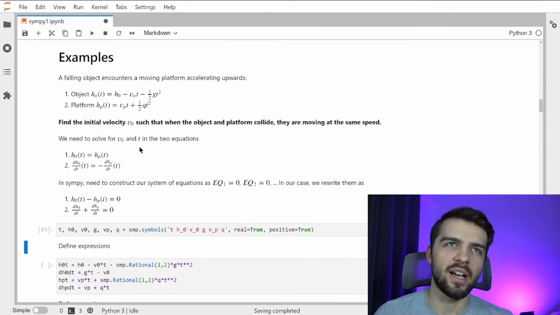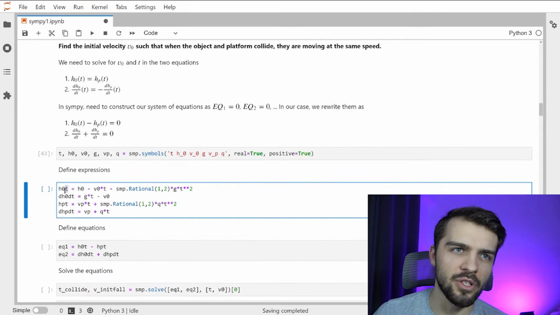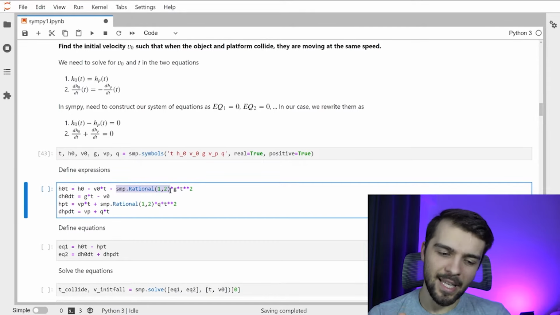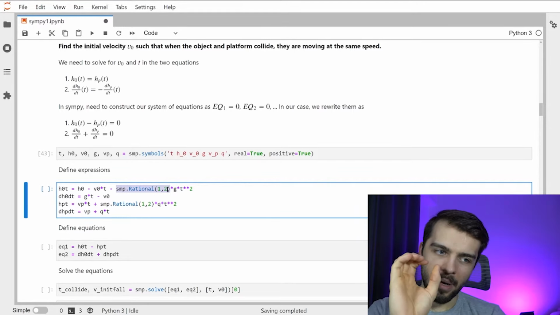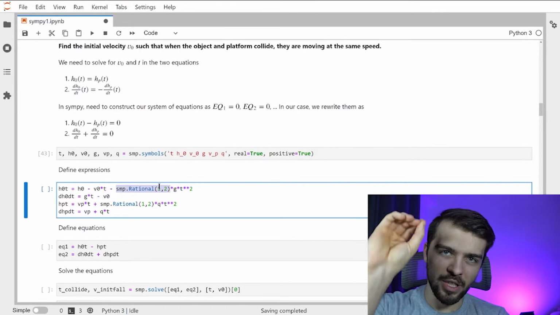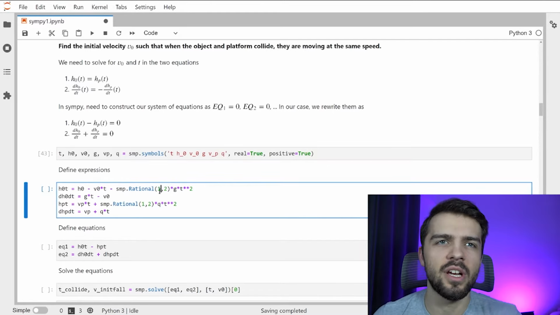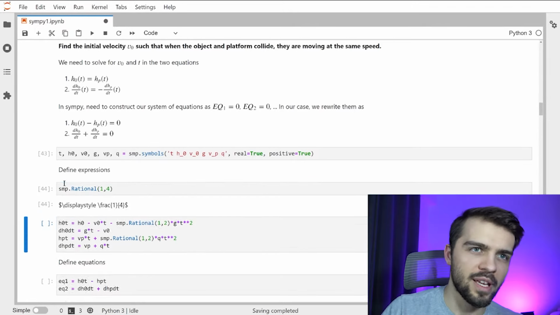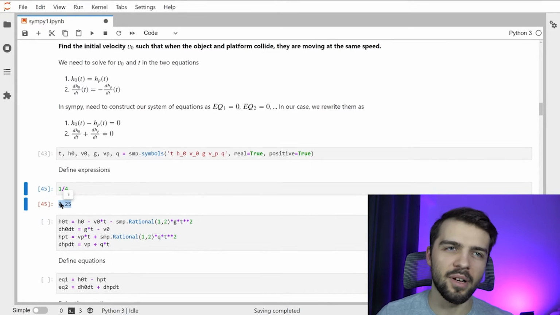Then I define the expressions that I have. So I have my object and my platform. My object h naught as a function of t is equal to h naught minus v naught t. When I have fractions in SymPy, it's typically good practice to use sympy.Rational as opposed to 1 divided by 2, because 1 divided by 2 is an operation on a computer, where sympy.Rational makes sure that it's specifically 1 divided by 2. It doesn't matter in most cases, but again, it's good practice. So if I do sympy.Rational 1/4, it gives me the perfect 1/4 fraction, whereas 1 divided by 4 is a computer operation that gives 0.25.